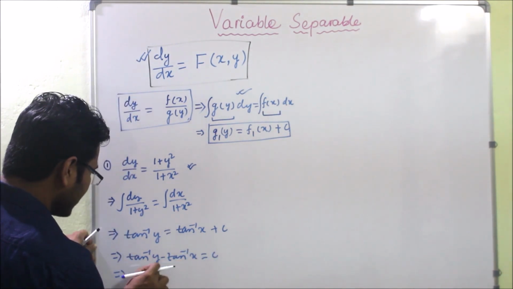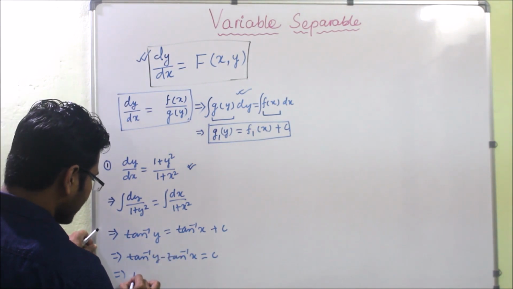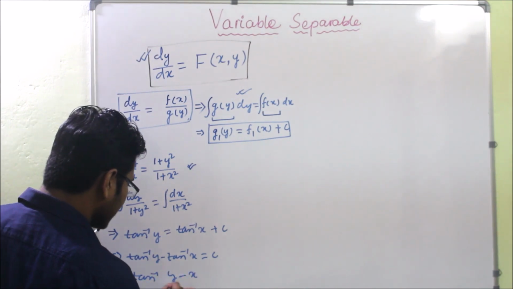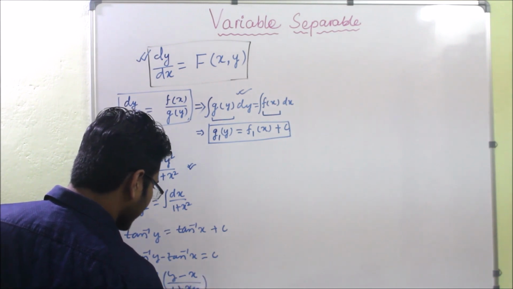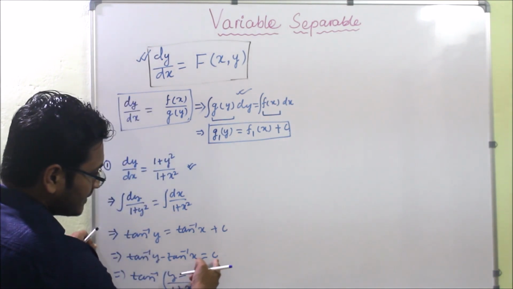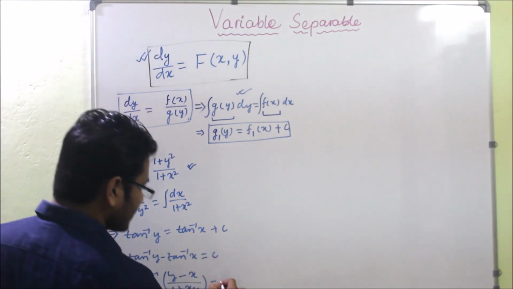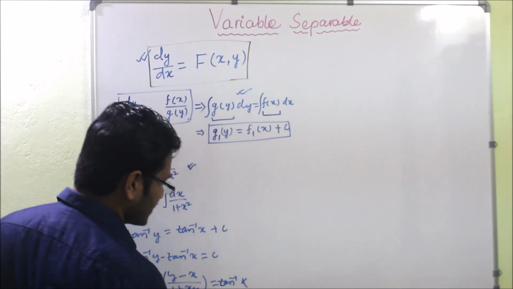So what is the formula for tan inverse a minus tan inverse b? That you have to apply. So it will be tan inverse of (y minus x) divided by (1 plus xy). So this I can write. Now the right side is a constant, so that constant I can write as some value, and that will be tan inverse of some other constant k.